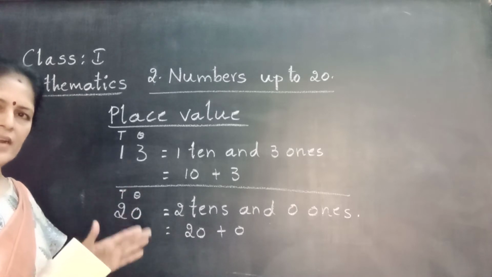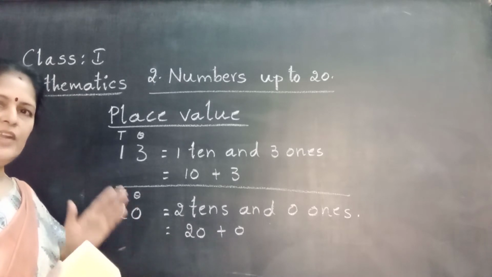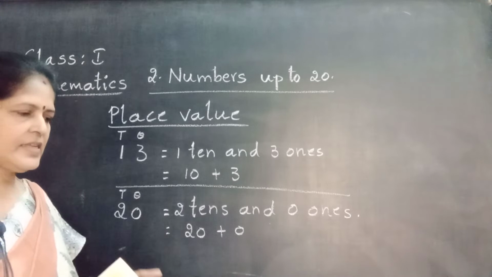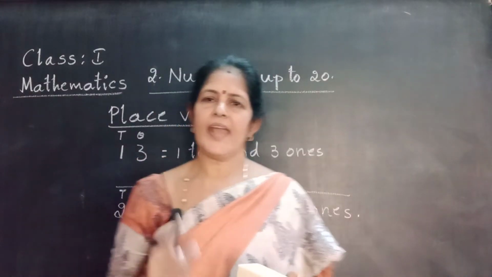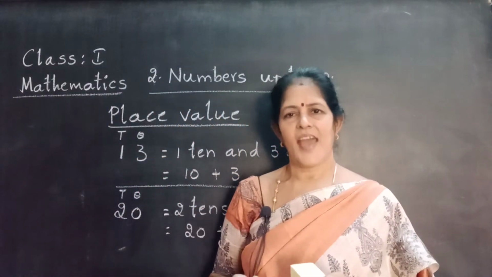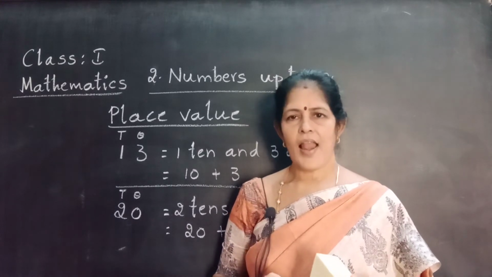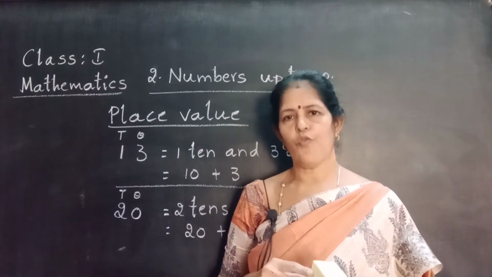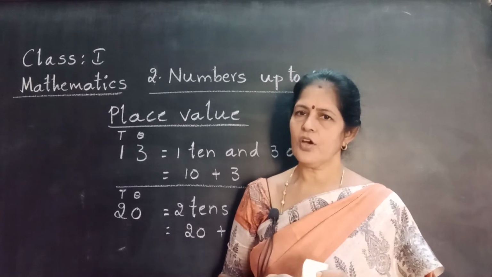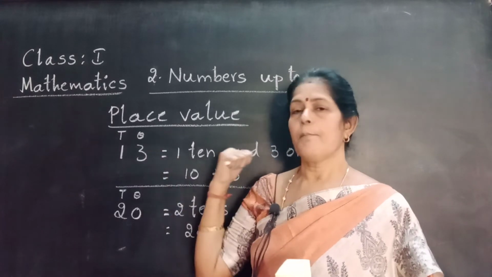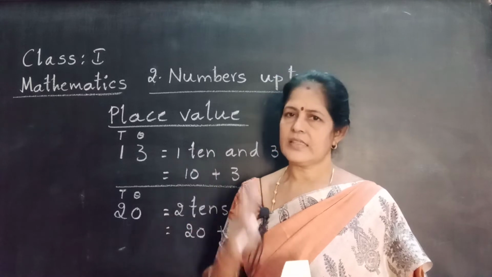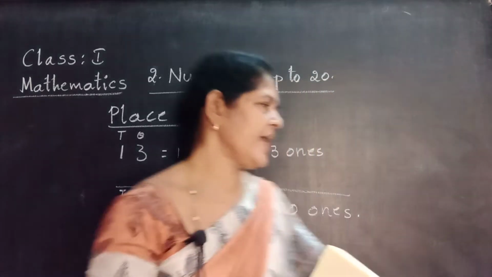11, 12, 13, 14, 15. 1 ten and 5 ones. 17, 1 ten and 7 ones. 19, 1 ten and 9 ones. 12, 1 ten and 2 ones. Those are two-digit number place values. Tens place, ones place. Next one.